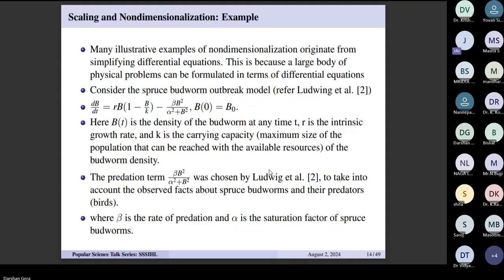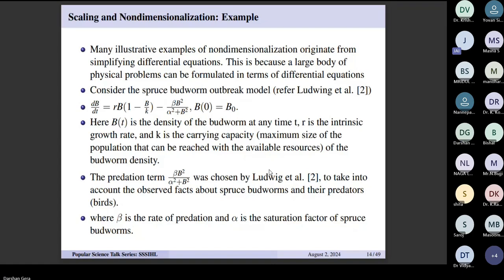So here we will take a very simple problem. As I told you, this is very useful when you are going to model any biological system. So this is the spruce budworm outbreak model. I'm not going to go into detail about the model, but let us see how this technique works here. There is a reference number 2 in the Ludwig paper, where this model has been developed.